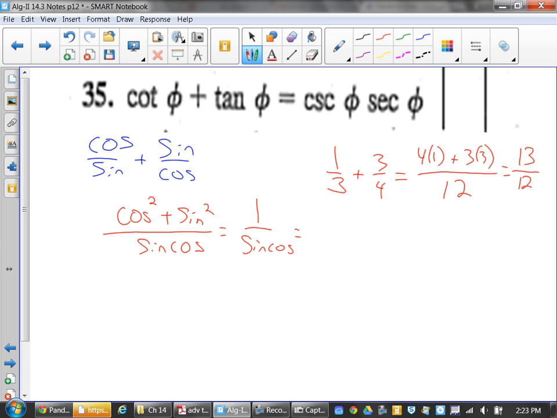Yes, sir? I missed where you got the cosine squared and the sine squared. Remember, what happened here is the common denominator winds up being sine and cosine. So this fraction you had to multiply by cosine. This one you had to multiply by sine. The same idea where I had a 3 and a 4. This one needed to be multiplied by 4. This one had to be multiplied by 3. So you multiply them by the opposite. Yes, sir. That's how that works. It's a nice little trick that happens quite often.